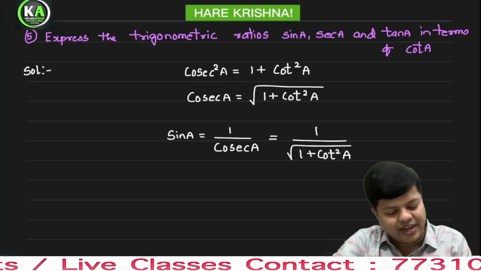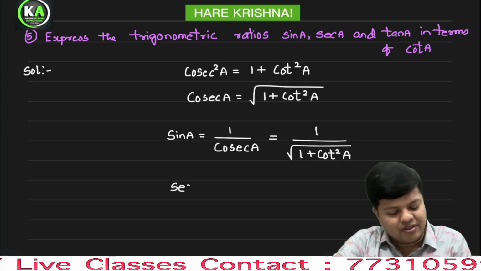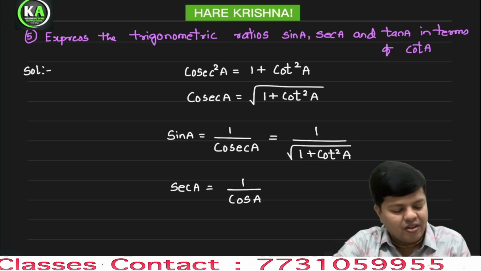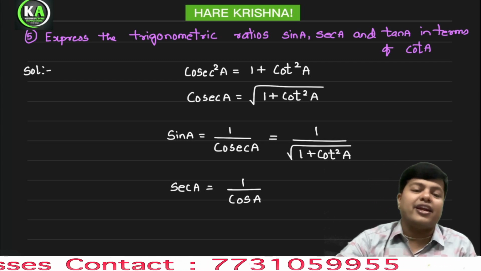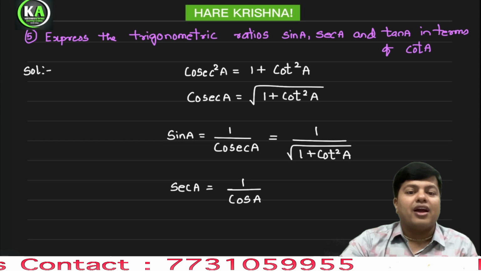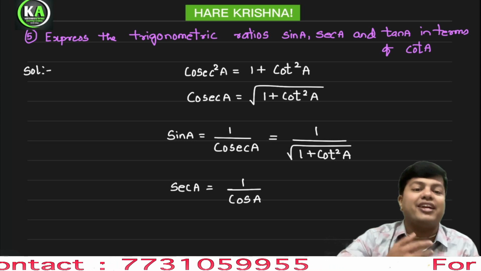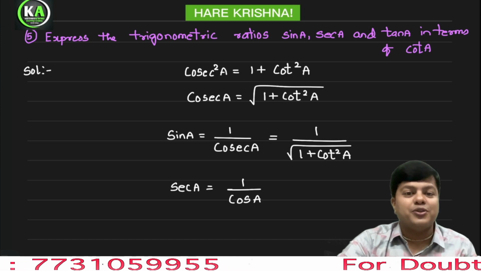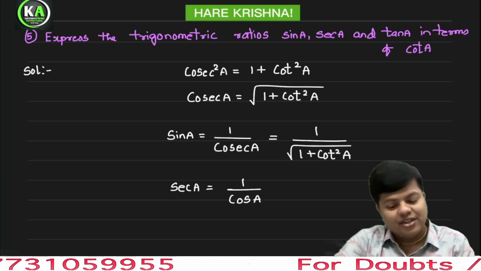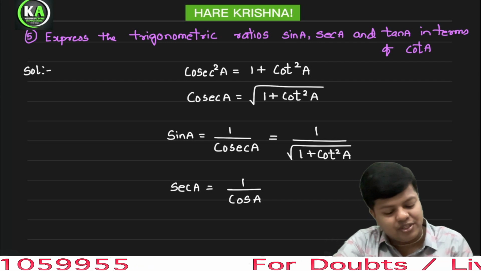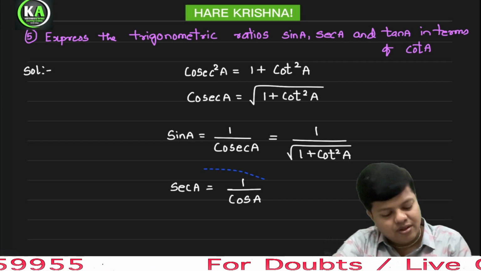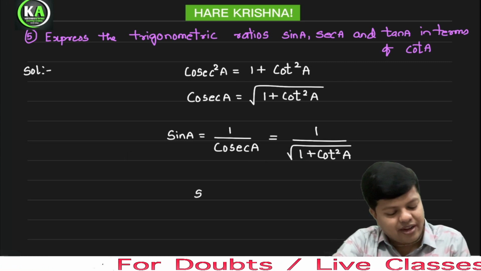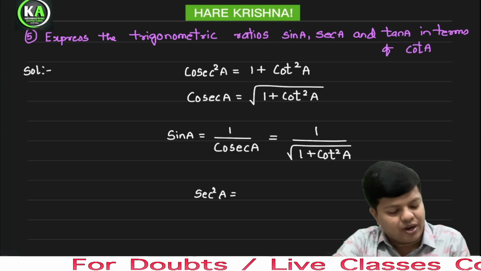Now secant A. Secant A is 1 by cos A. Okay, sir. Secant A is 1 by cos A. But not 1 by cos A, we want in terms of cot A. So what will we do, sir? There is one more identity. We can use that and change into cot A. So what is that identity? Secant square A is equal to 1 plus tan square A.